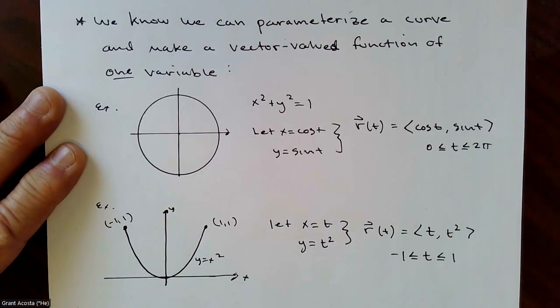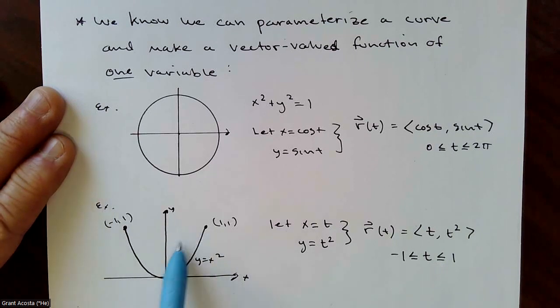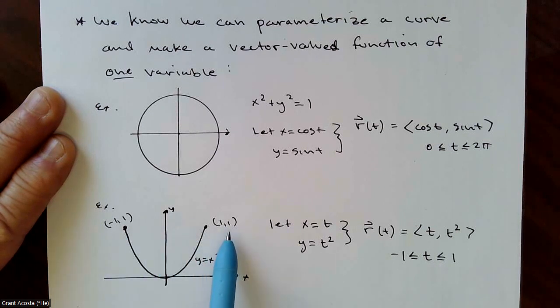If I wanted to find a vector valued function for a part of a parabola here, y equals x squared from -1, 1 to 1, 1, I could just let x be t, and if x is t, y is t squared. So there's my vector function, and I would just let t go from -1 to 1, and that would be a vector function that describes that curve.